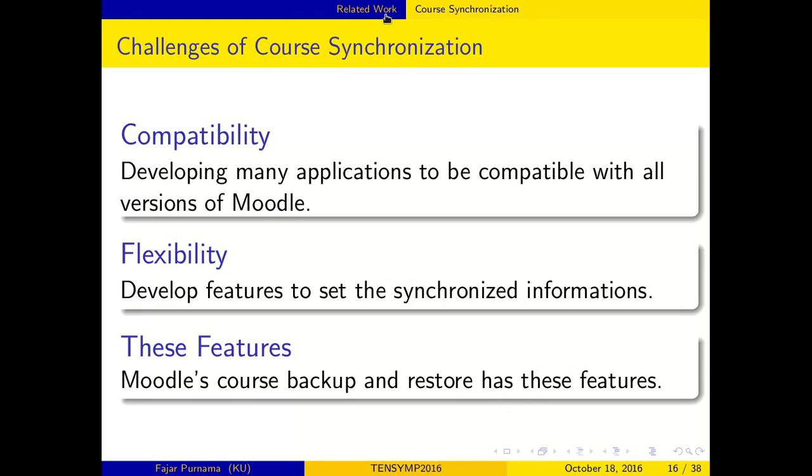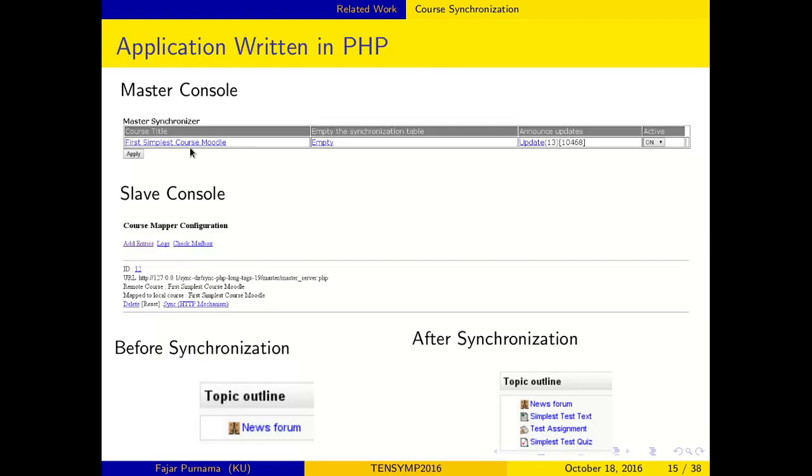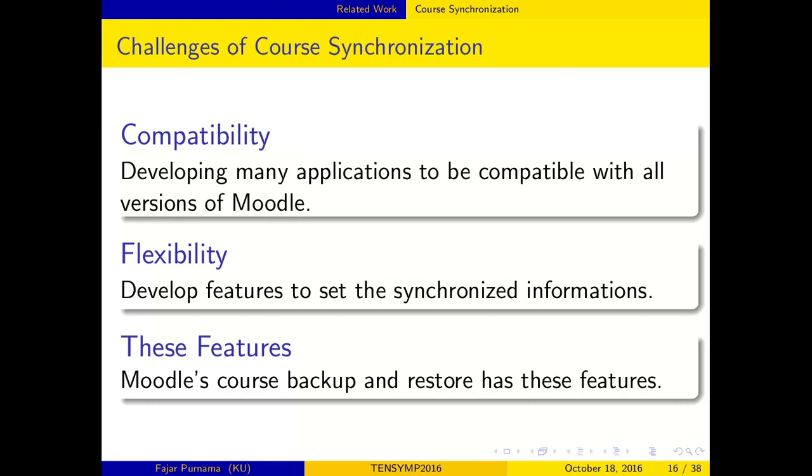Although the related work section already explained course synchronization, and it looks like everything is finished, there are actually many challenges to course synchronization, which is the starting point of this work. The main challenge addressed in this work is the compatibility issue, that this application only works technically for Moodle version 1.9. Now Moodle is currently on version 3.x, and Moodle version 1.9 is scarcely used. And whenever the Moodle version increases, the application will no longer be compatible.